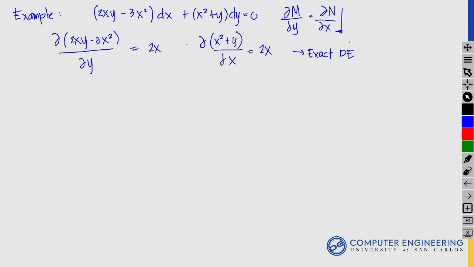What happens if it is not exact? You use another method to solve the problem, be it homogeneous coefficients, or if it's simply variable separable, then that's the technique that you should be using. We are now presented with an option. We know that the partial derivative of f with respect to x is equal to 2xy minus 3x squared, and the partial derivative of f with respect to y is equal to x squared plus y.